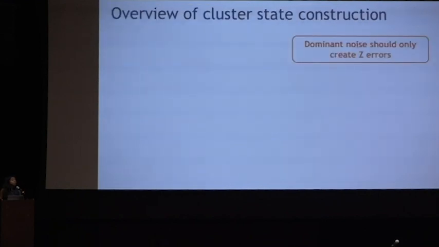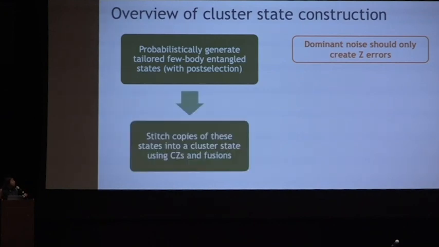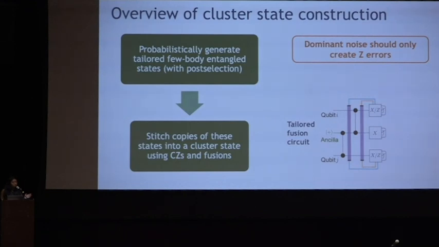Our aim is to construct it in a manner such that the dominant errors during construction still give rise to only Z errors. And our protocol is as follows. First, we will probabilistically generate small entangled states, which we call resource states, and then we'll stitch them together using bias-preserving operations, such as control-Z gates and fusion measurements. The particular fusion circuit that we use in this protocol is shown here.